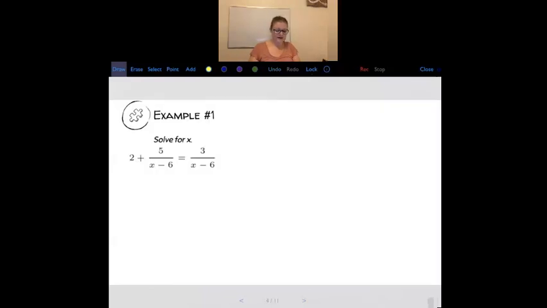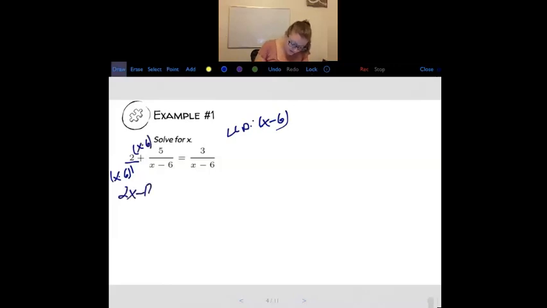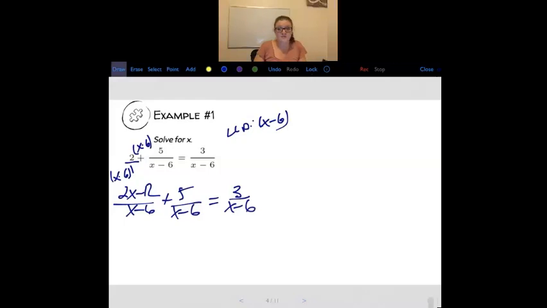Example 1, solve for x. So first step is to get common denominators. Again, I make everything a fraction so that I can see what I have. In this case, the least common denominator is x minus 6. This fraction has the x minus 6. This one does. The next one needs an x minus 6, so I'm going to multiply it. So what I'm left with is 2x minus 12 over x minus 6 plus 5 over x minus 6 equal to 3 over x minus 6.